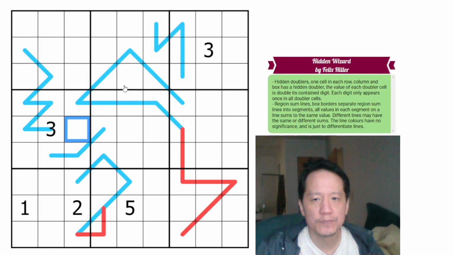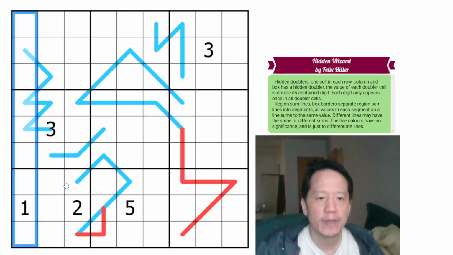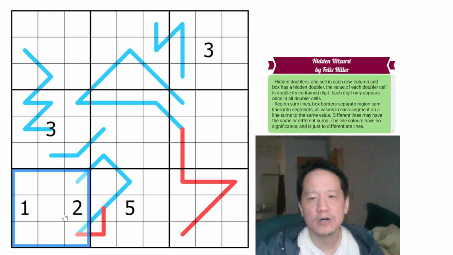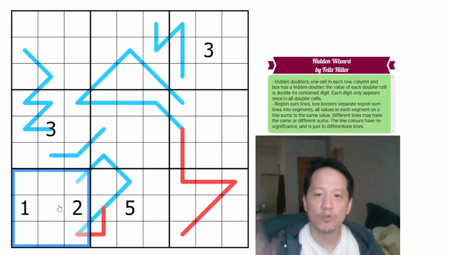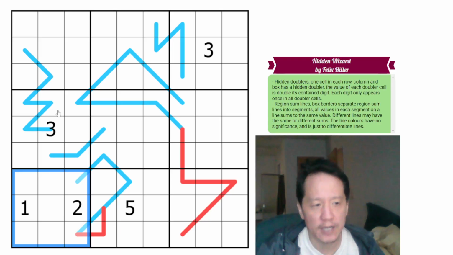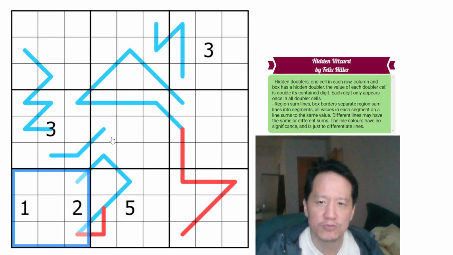Hidden doublers. One cell in each row, column, and box has a hidden doubler. The value of each doubler cell is double its contained digit. Each digit only appears once in all doubler cells, so there are no repeats in the doubler cells. So this is just the typical doubler cell rule. I'm not sure why it's called hidden doublers, though. Maybe it's so you can have a hidden wizard? I'm not sure.